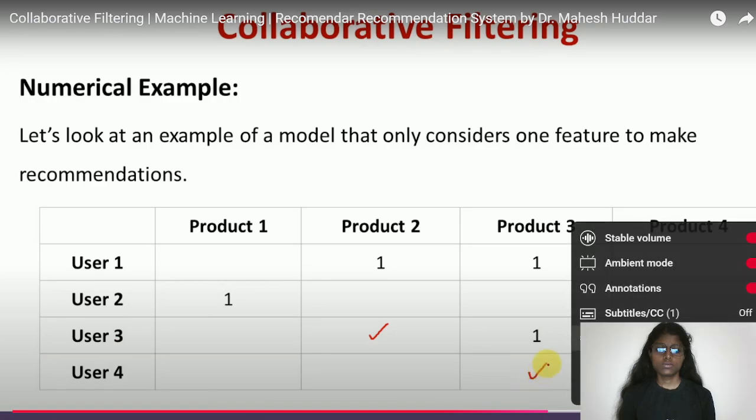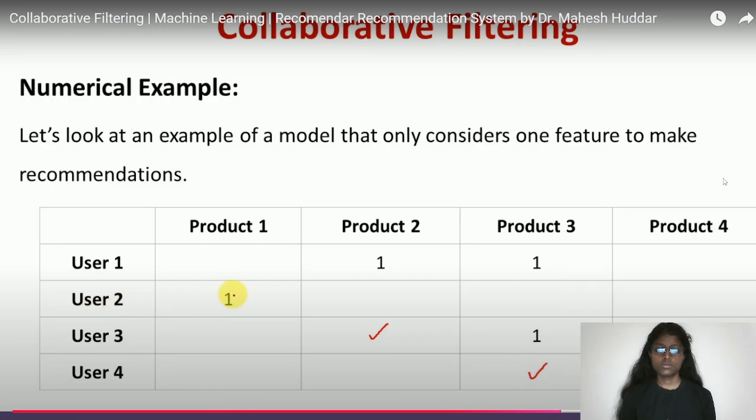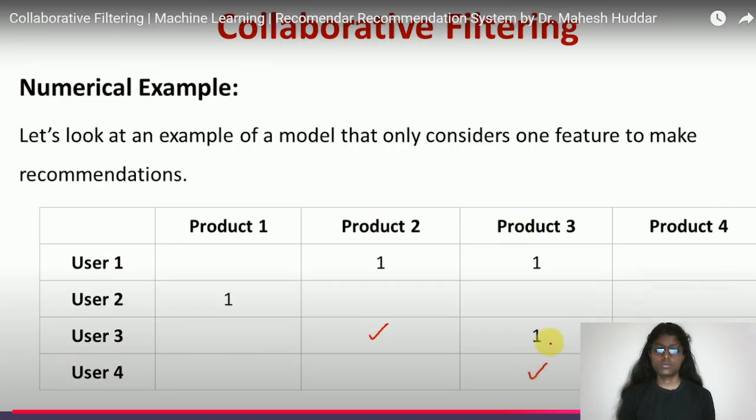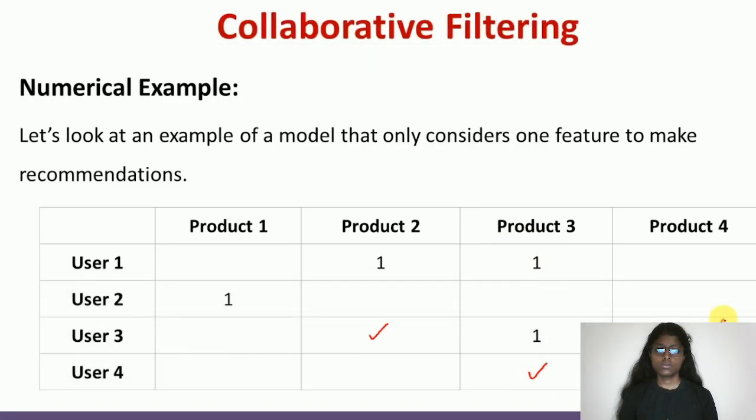User 2 liked product 1, but product 1 was not liked by users 1, 3, 4, and so on. So this product cannot be recommended to any other user. But other recommendations are possible, like recommending product 2 to user 3 and recommending product 3 to user 4. Similarly, product 3 has been liked by user 1 and 3, and user 3 likes products 2 and 4 also. So we can recommend product 4 to user 1. That is also possible.